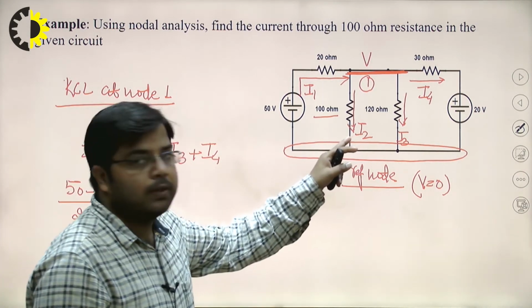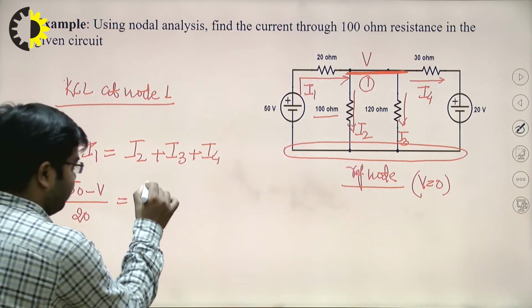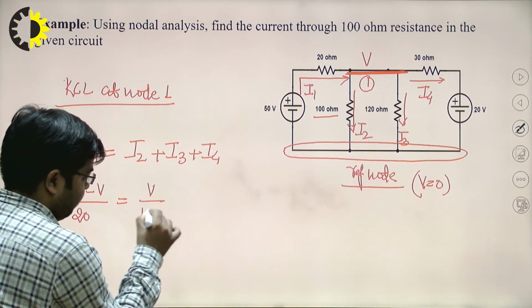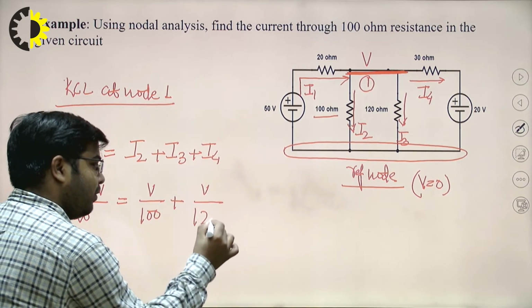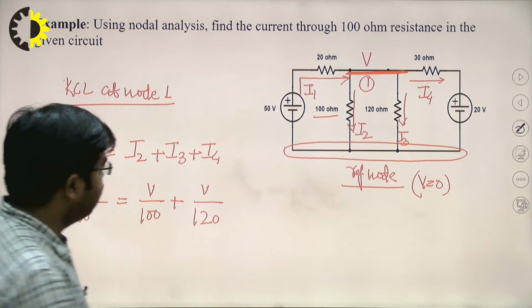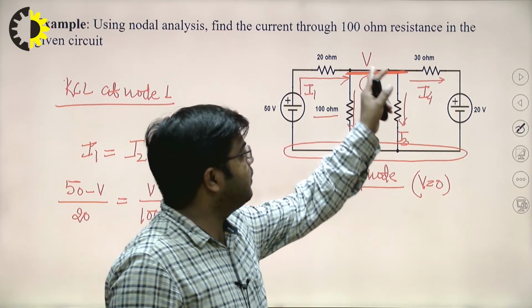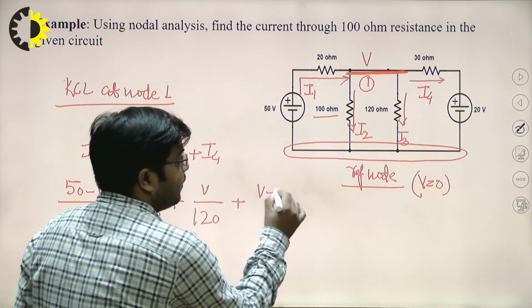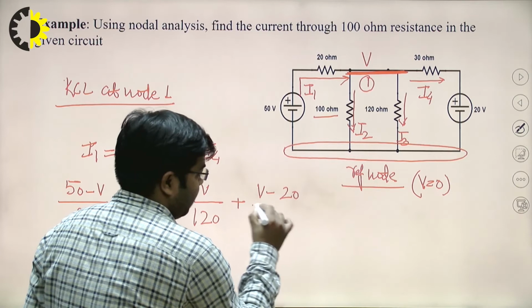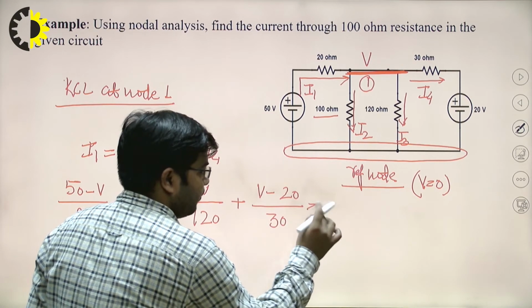So 50 minus V divided by 20, which is equal to I2. What will be the value of I2? V divided by 100 ohm. Then I3, V divided by 120 ohm. Then plus I4. So I4 will be V minus 20 divided by 30 ohm. Okay.